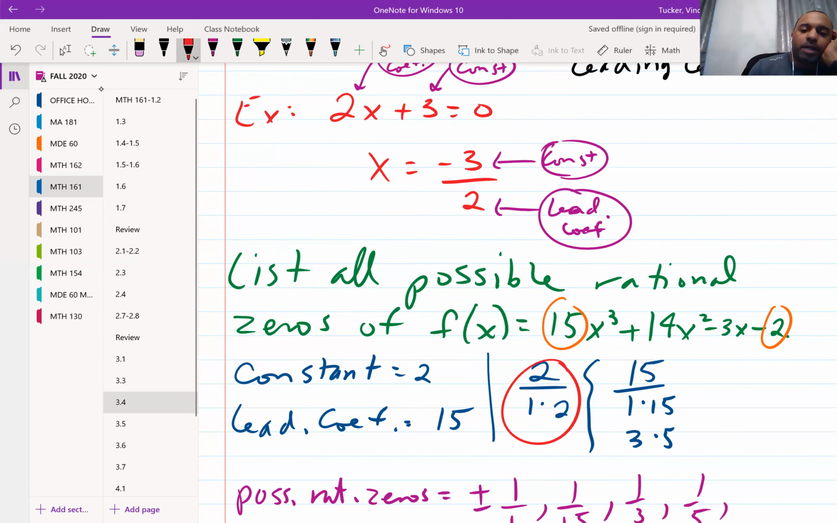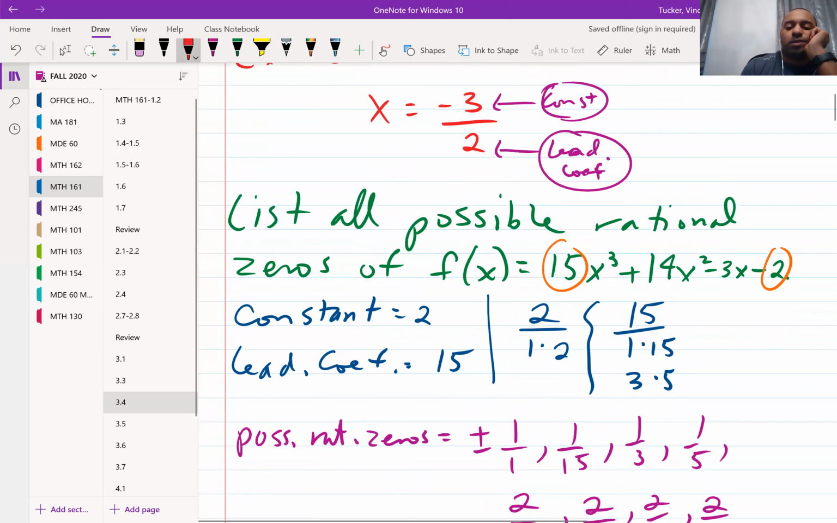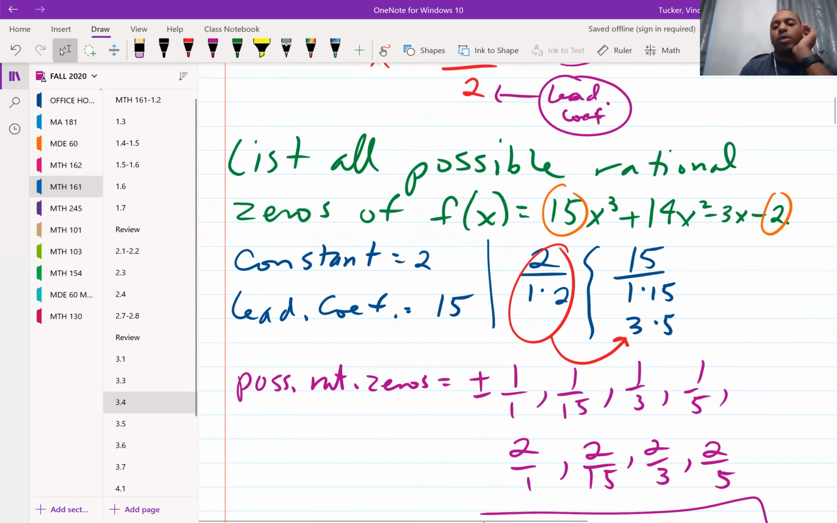Here are the factors of my constant, 1 and 2. The factors of my leading coefficient, 15, are 1 times 15 and 3 times 5, so I have 4. I take each one of the factors of the constant and place them over each one of my factors of 15. So I have 1 over 1, 1 over 15, 1 over 3, 1 over 5, 2 over 1, 2 over 15, 2 over 3, and 2 over 5.